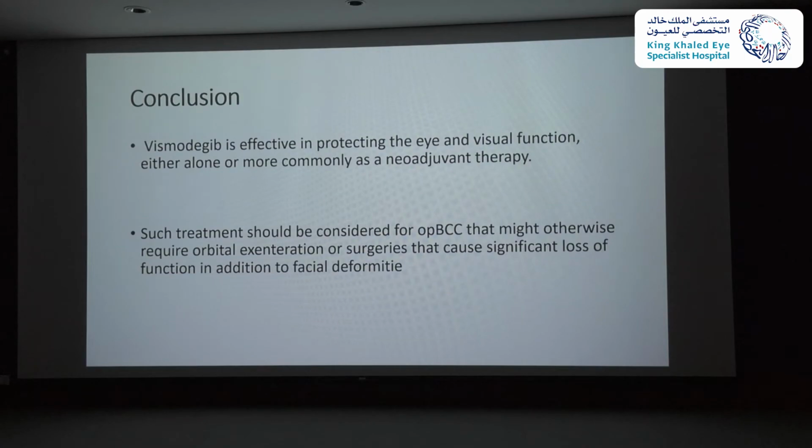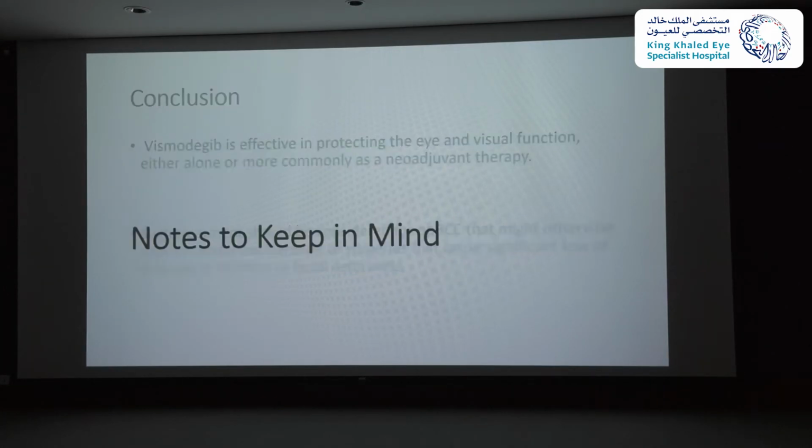They concluded that it is an effective treatment in protecting the eye and the visual function, either alone or more commonly as a neoadjuvant therapy. And they recommended that such treatment should be considered for basal cell carcinoma that might otherwise require orbital exenteration or surgery that causes significant loss of function. There is a note to keep in mind here. They didn't follow the patients for a long time, and none of their outcome measures were to see if there is recurrence afterwards. So the idea here, as the primary treatment, is: can you save the globe or not?